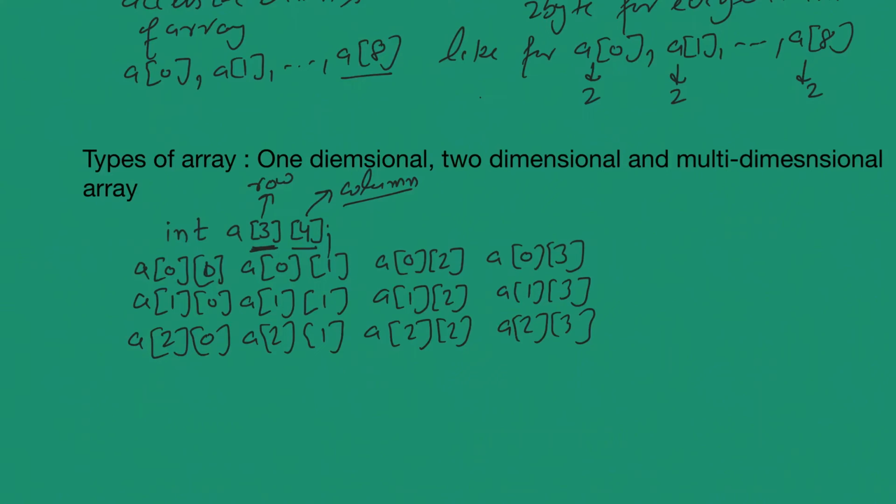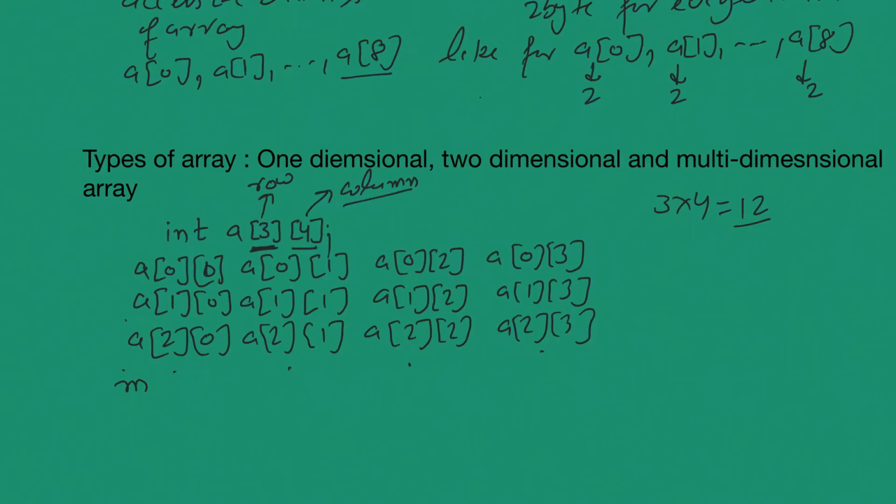The first dimension's length will give the row length. It has 3 rows and 4 columns. So this gives the rows and this gives the columns. Row length is 3, column length is 4. So in total it has 3 into 4 elements, equal to 12. This has 12 elements and it is two dimensional because it has rows and columns.